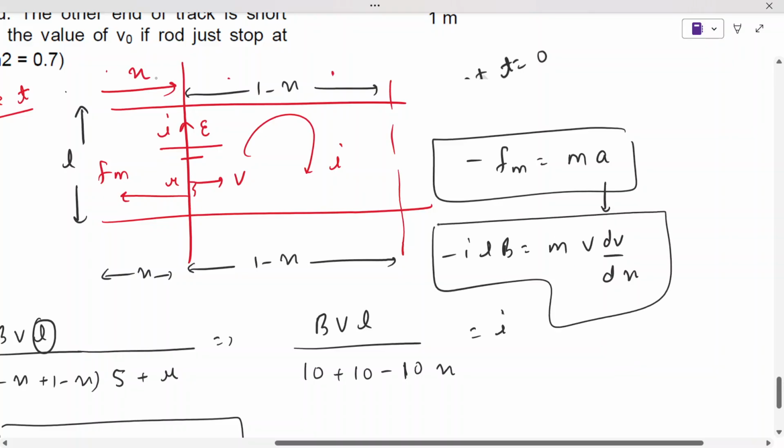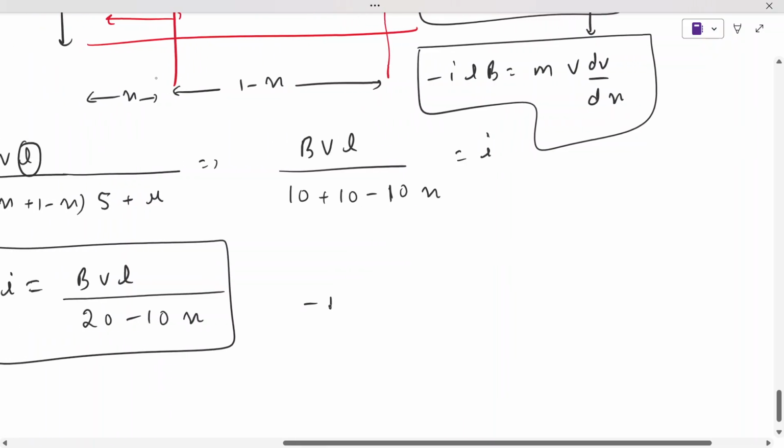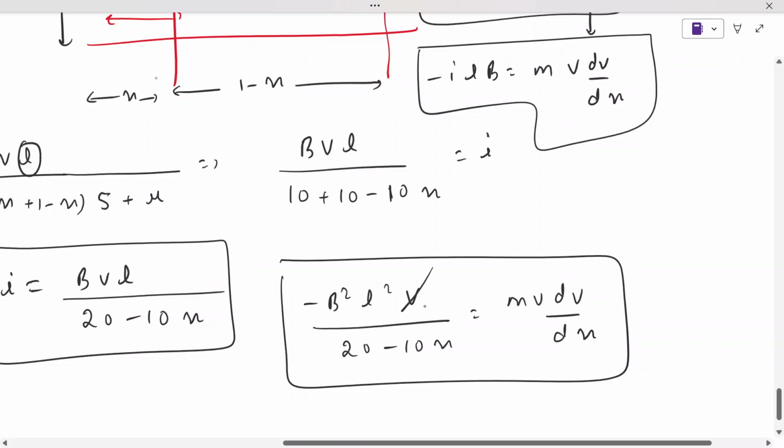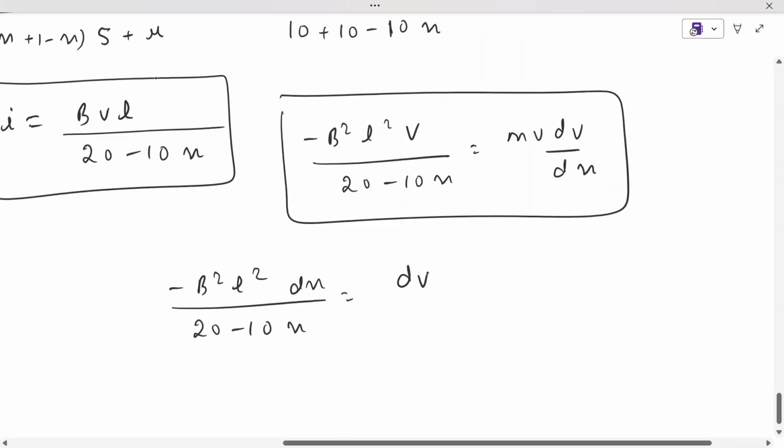Is this clear? And I is simply this value. Just put the values in. So minus B square L square v upon 20 minus 10x should be equal to m v dv by dx. Got it? This is the equation. Of course, you can see v and v got cancelled. Now I have minus B square L square upon 20 minus 10x, into dx, equal to m dv.